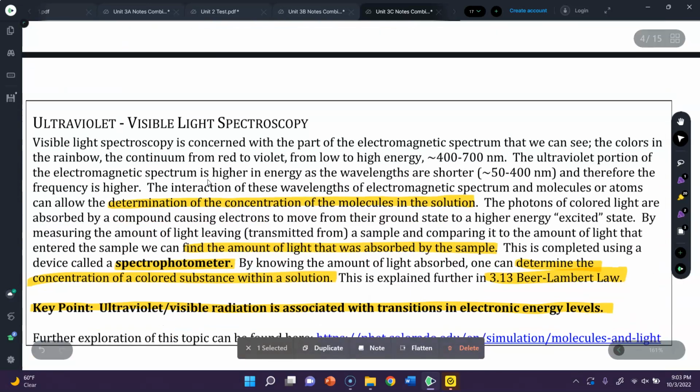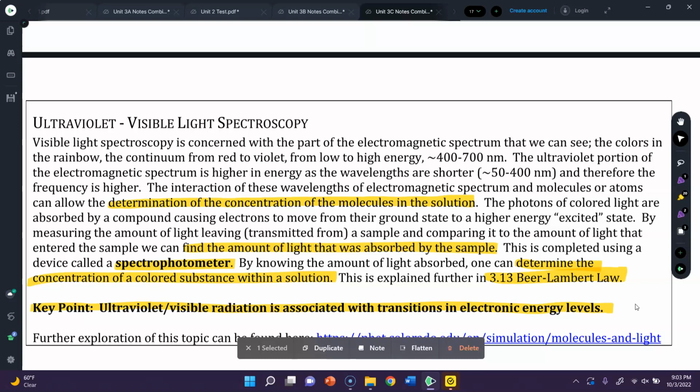And then ultraviolet or visible light. This is also called UV-vis for ultraviolet visible spectroscopy. Visible light spectroscopy is concerned with the part of the electromagnetic spectrum that we can see, the colors in the rainbow, the continuum from red to violet, from low to high energy, which is about 400 to 700 nanometers.